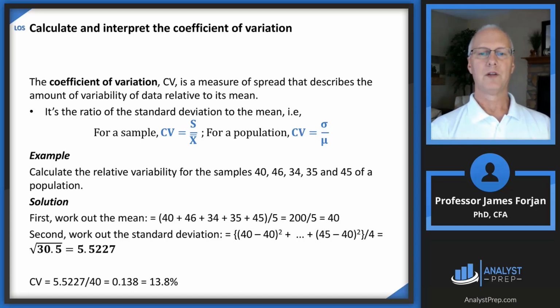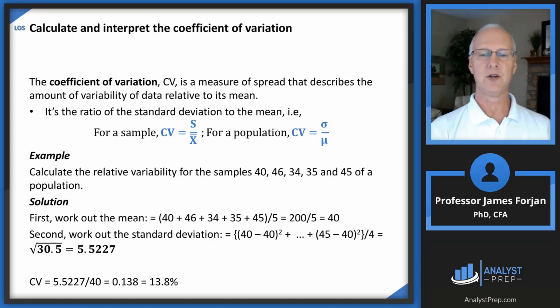All right, so for the sample there, let's work out the mean. So we add those numbers, divide by 5, that gets us 40. Work out the standard deviation. So notice what we're doing. We're taking 40 minus 40 squared. So 40 is that first observation minus the mean. We square that, so that number goes to 0.